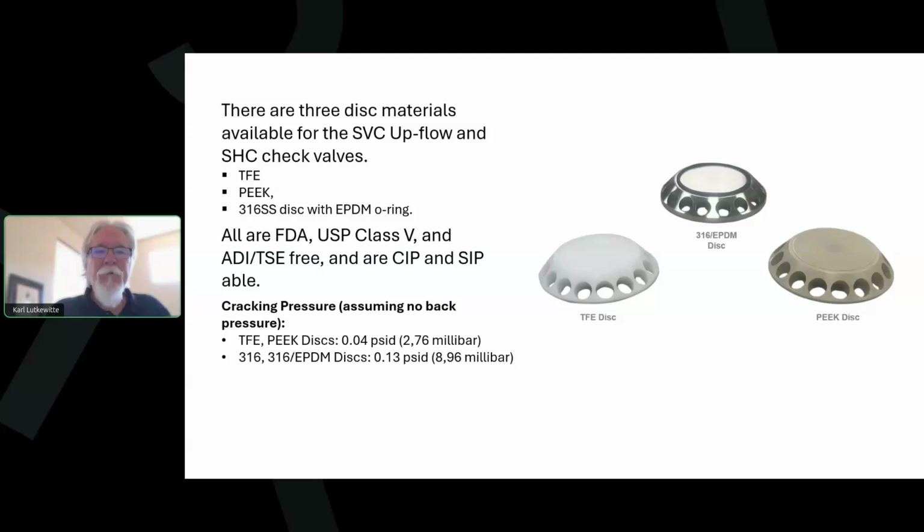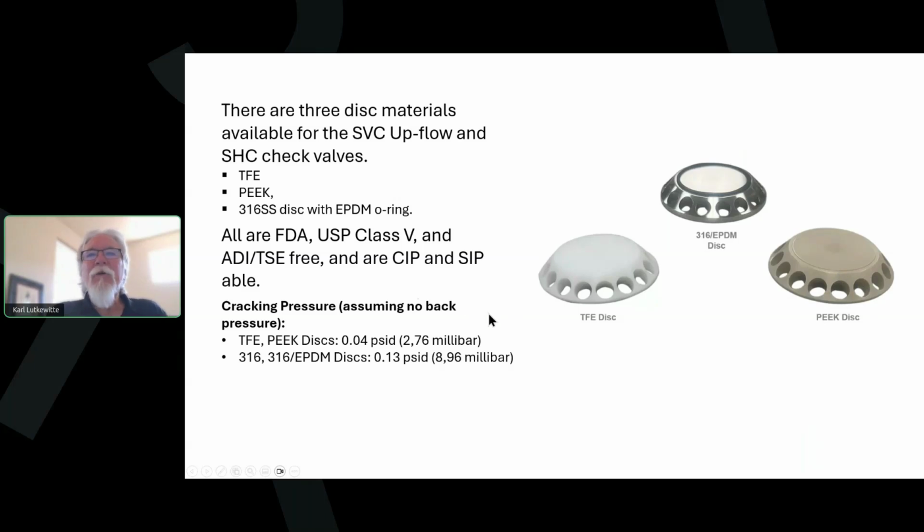So we've got 3 disc materials available for the SVC upflow and the SHC horizontal check valve. And they are TFE, Teflon, pure Teflon. We have a 316L disc with an EPDM dovetailed O-ring that's inset into the top of the disc. We also have a solid, by the way, 316 disc as well. And lastly, we have a PEEK disc for a little bit higher temperature if that's needed.